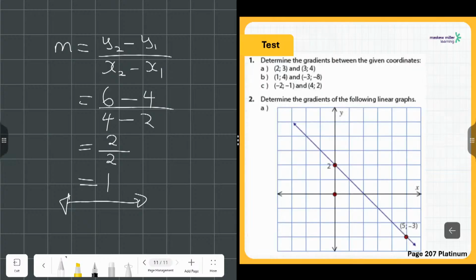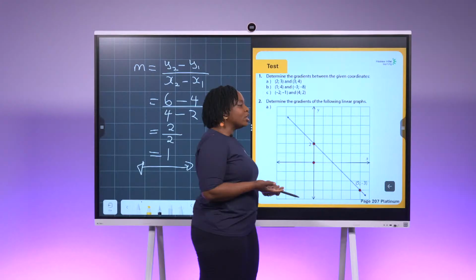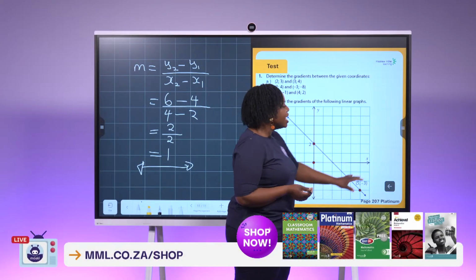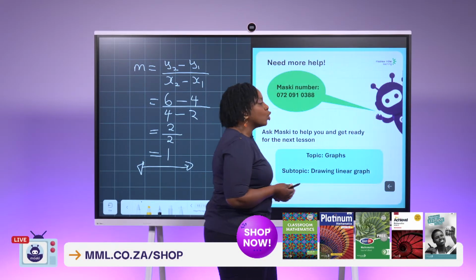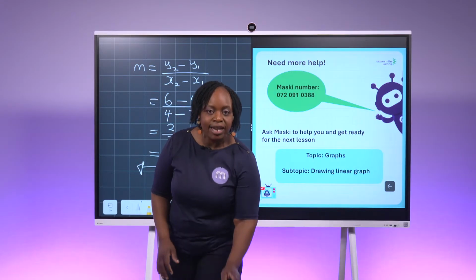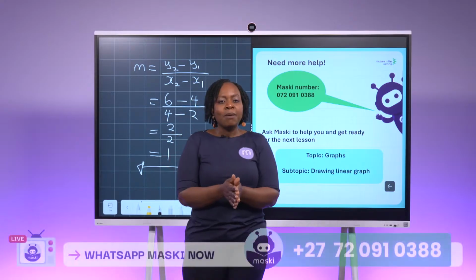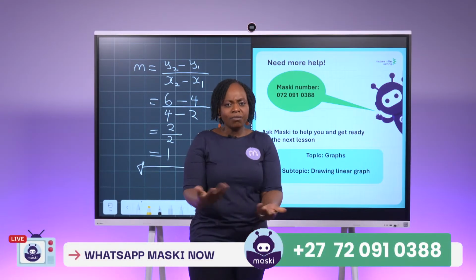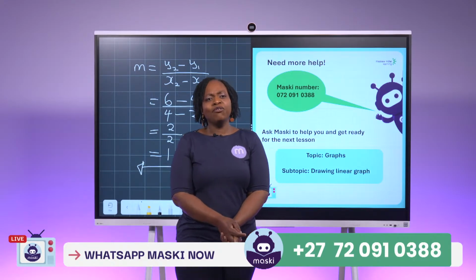If you are busy doing this question and you got stuck, go to our textbook. On page 207, Platinum book, you'll be able to find many, many other questions that can also help you to consolidate the questions that we have done from all types of graphs. But if you're still stuck, reach out to our friends and ask more. We have Maski waiting for you to help.